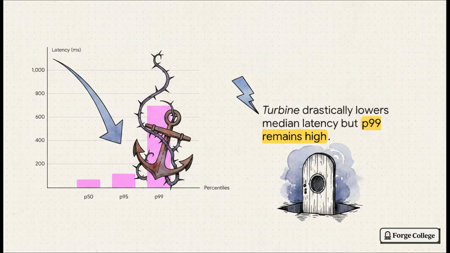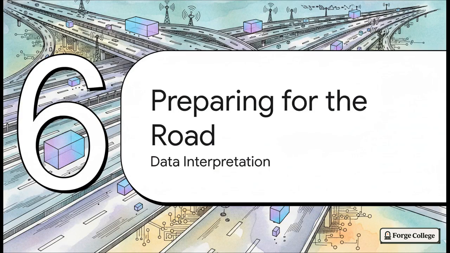But look at that third metric, the P99 tail. That stubborn tail latency is stuck right near 700 milliseconds for both configurations. No change at all. This right here is the exact trap so many engineers fall into when they only ever look at averages. And that brings us to Section 6, preparing for the road.